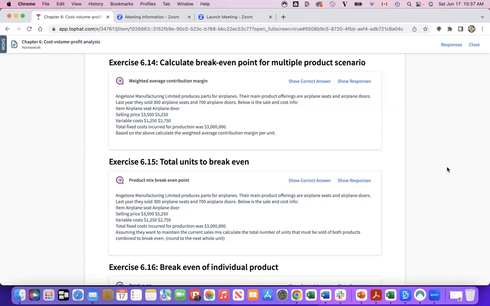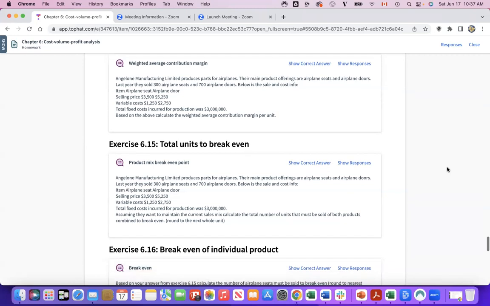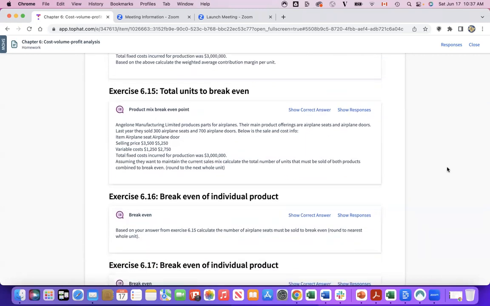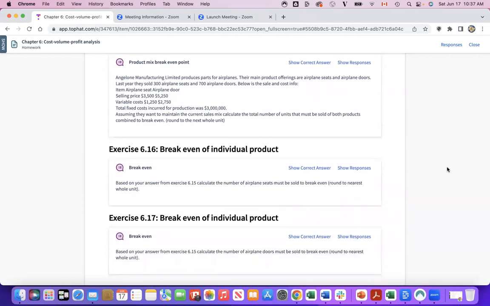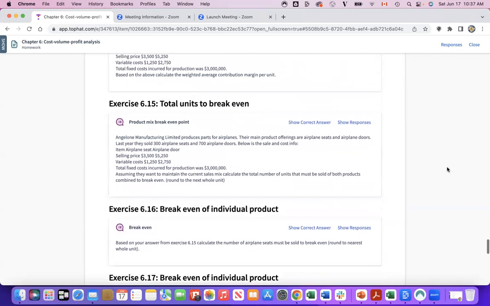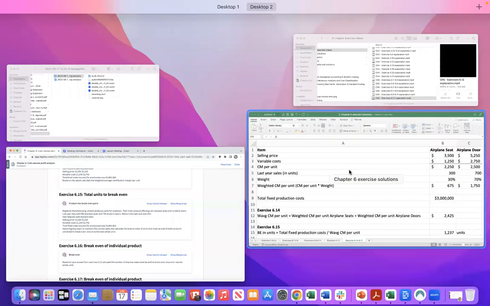Now, based off of this information, we're going to go through and calculate. For 614, we're going to calculate the weighted average contribution margin per unit. For 615, we're going to figure out the total units in order to break even. For 616, we're going to calculate the amount of airplane seats that have to be sold to break even, and then number of airplane doors to be sold to break even for 617. And you can see this is all connected here.